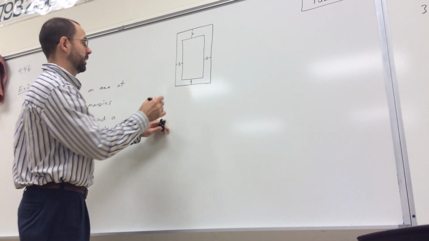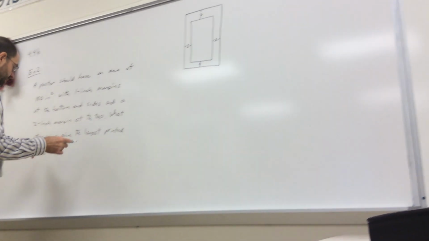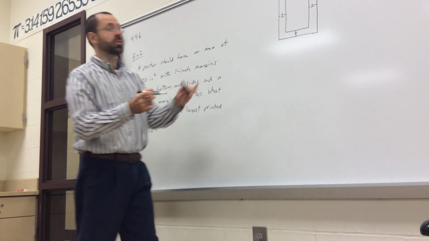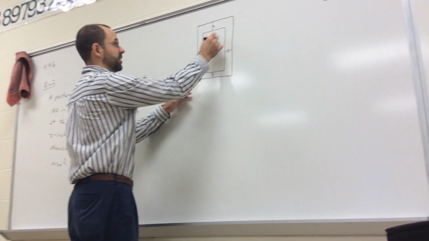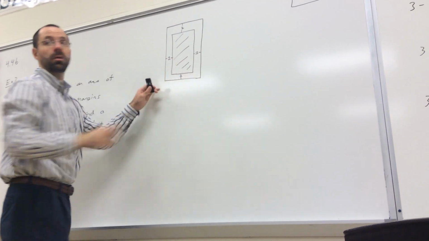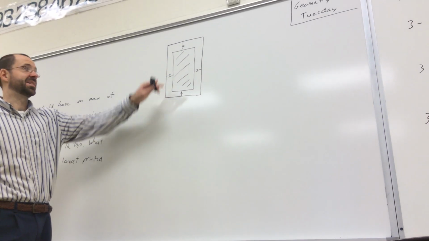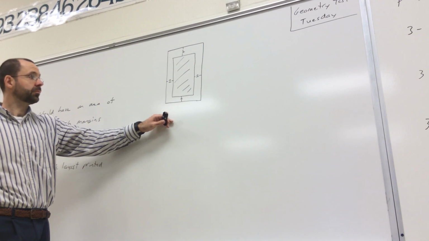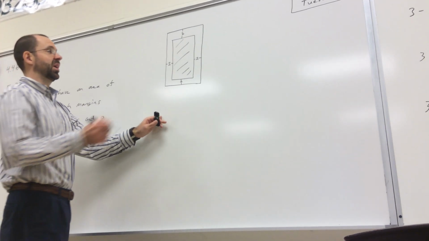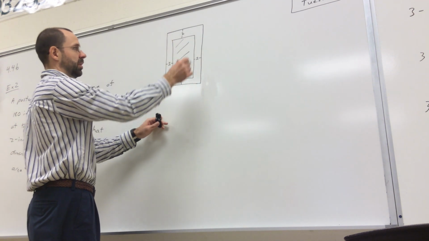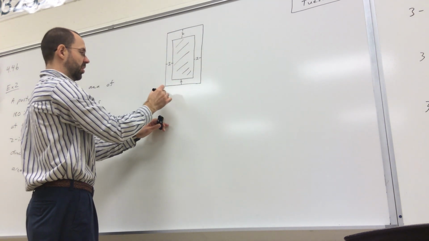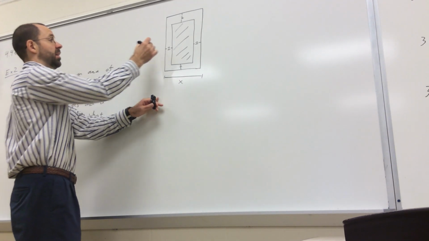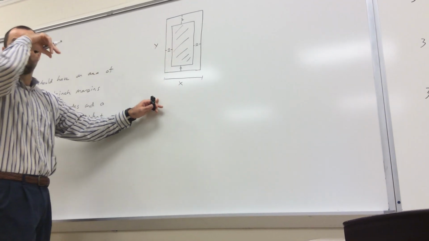All right, so the question's talking about the largest printed area. So the printed area is this. So we're trying to maximize that area. But I don't know what the overall size is, so I'm going to call the width of the overall poster X and the height of the overall poster Y.